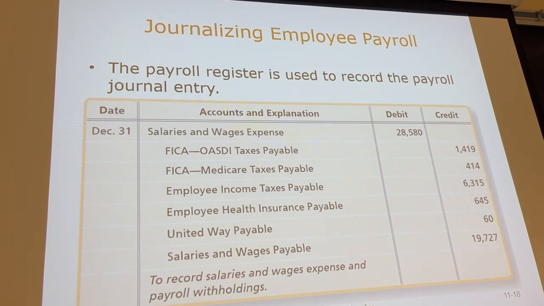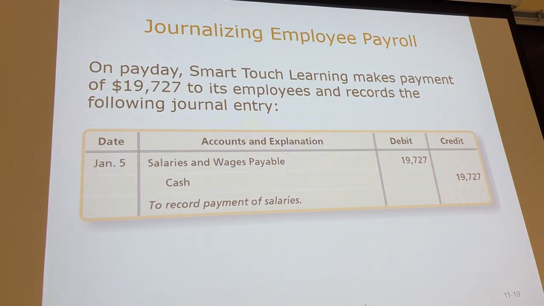Okay, then the payroll is actually going to be paid out in this case on January 5th. On the date that we cut the payroll checks, we can reverse the entry that we made on December 31st to salaries and wages payable. Here we debit salaries and wages payable for the take-home pay of $19,727, and we credit cash for that amount, for the checks that we're actually writing out.